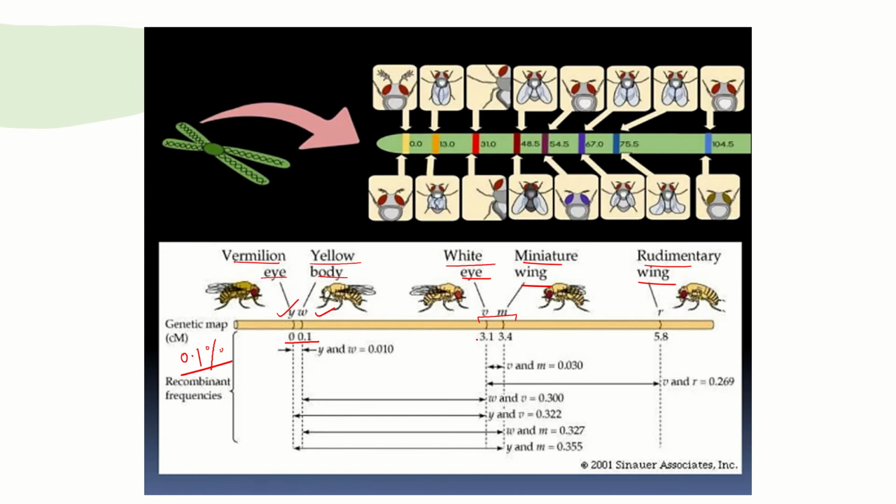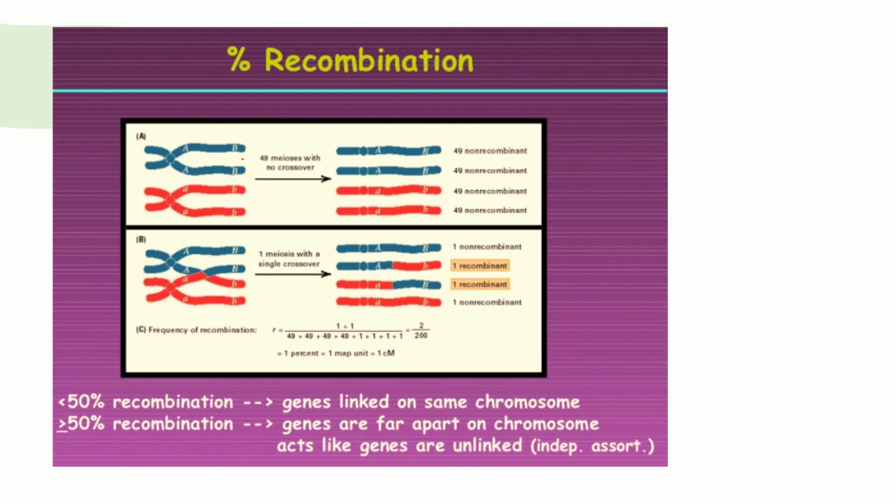So this is how various maps are prepared, and through them we get the sequence of genes and how distantly or closely placed they are. So we can have an idea about that. Now, how to calculate percent recombination? What I am saying is that 1% equals 1 centimorgan equals 1 map unit. So how do we find that out?